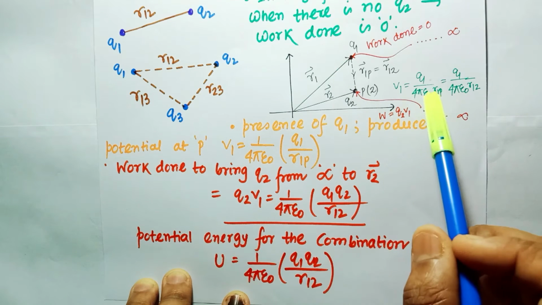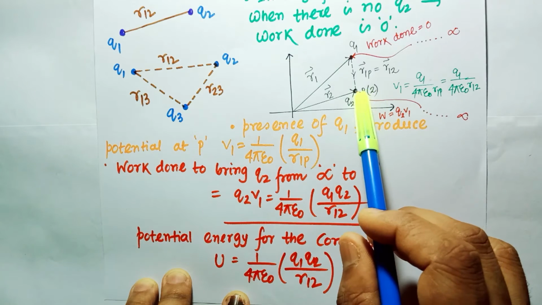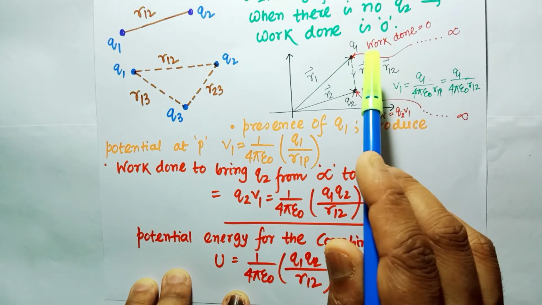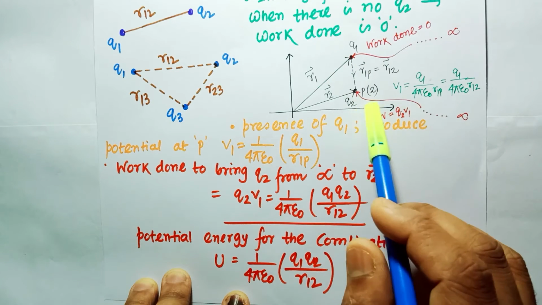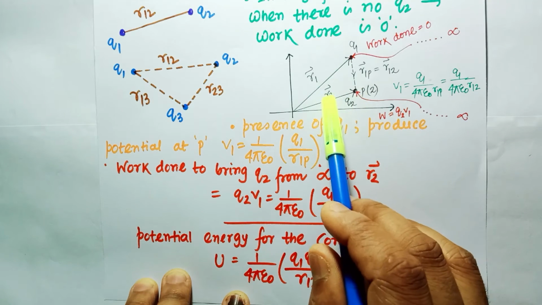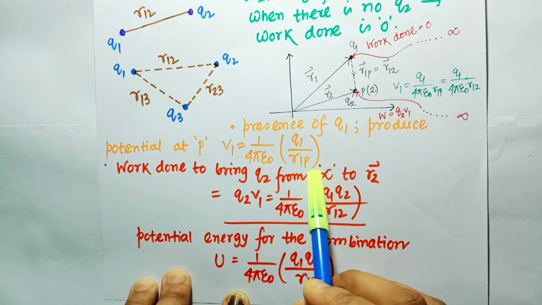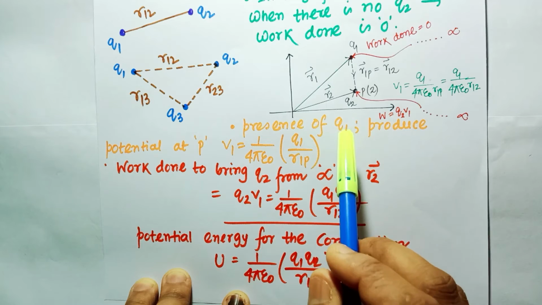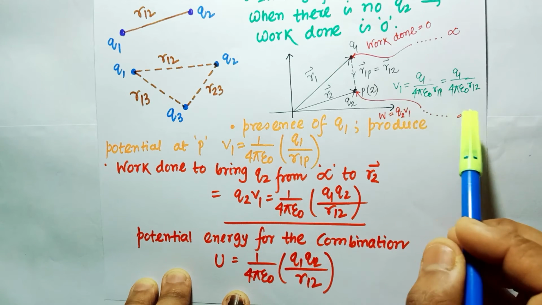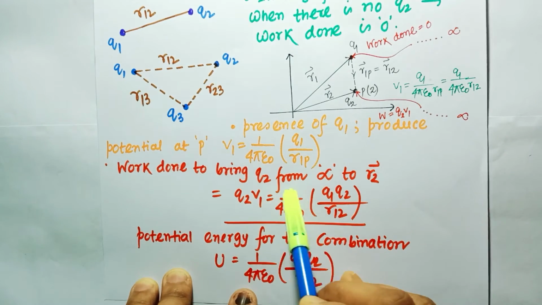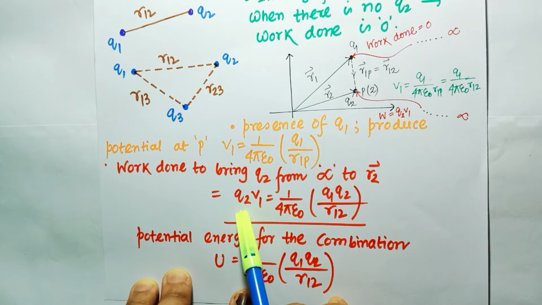Now if I bring another charge Q2 from infinity to that point, initially when I brought Q1 there were no charges, so the work done was zero. But now if I want to bring Q2 from infinity to a position vector R2, there is some potential that exists. What is that? 1 by 4 pi epsilon naught Q1 by R1P, and this potential is due to the positive charge Q1. So now I need the work done when I bring Q2 from infinity to the point R2. What is the value of the work done? The work done to bring Q2 from infinity to the point R2 is equal to Q2 times the potential that exists there. So it is 1 by 4 pi epsilon naught Q1 Q2 divided by R12.